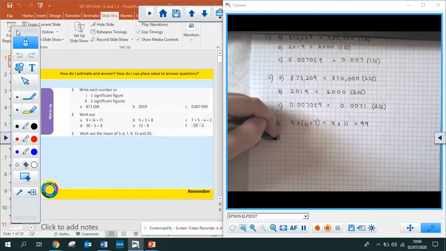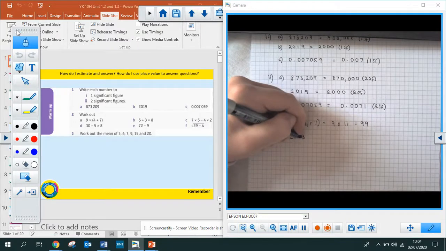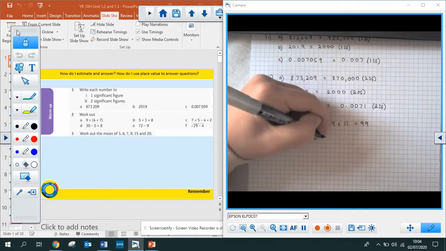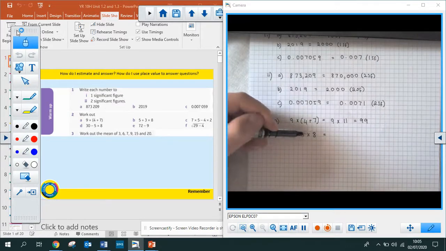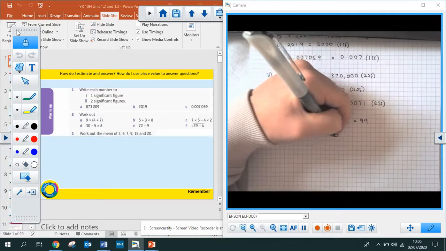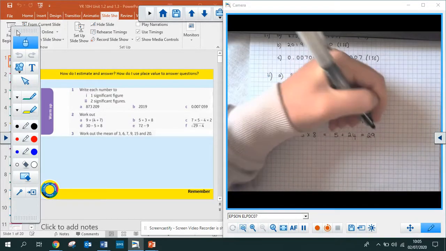B, we have got 5 plus 3 times 8. Again, you need to think about your order of operations, so your BIDMAS, order of operations. What comes first? Well, multiplication comes before addition. So I need to do 3 times 8 first. 3 times 8 is 24. So I'm actually doing 5 plus 24, which is 29.